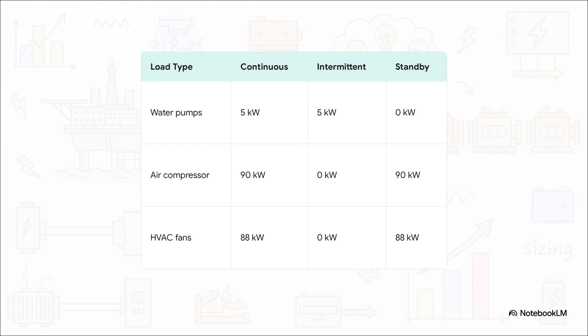Notice how engineers have to categorize every single piece of equipment into continuous, intermittent, and standby power? For example, take the potable water pumps. They're listed as 5 kilowatts continuous, 5 intermittent, and 0 standby. But then look at the instrument air compressor. That's 90 kilowatts continuous and 90 standby. You definitely don't just add everything up blindly. To find the true normal running load of a switchboard, you take 100% of the continuous load, add a fraction, usually about 50% of the intermittent load, and then maybe just 10% of the standby load.